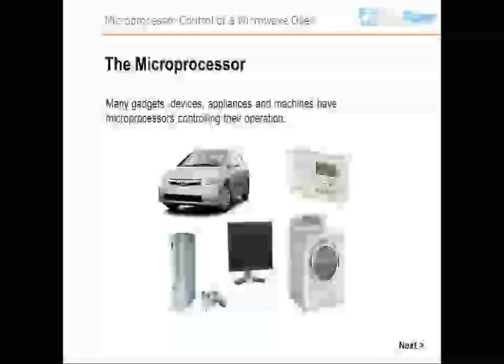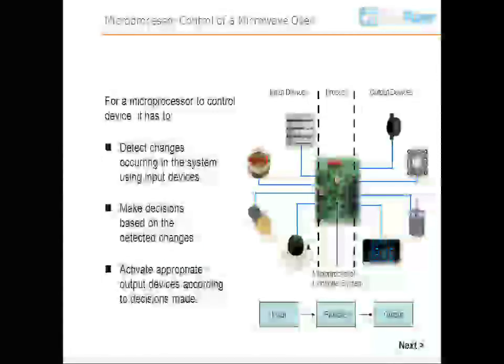For a microprocessor to control a device, it has input devices, a process stage, and output devices. Input. Process. Microprocessor. Controller system. Output devices. Output. For a microprocessor to control a device, it has to detect changes occurring in the system using input devices, make decisions based on the detected changes, and activate appropriate output devices according to decisions made.